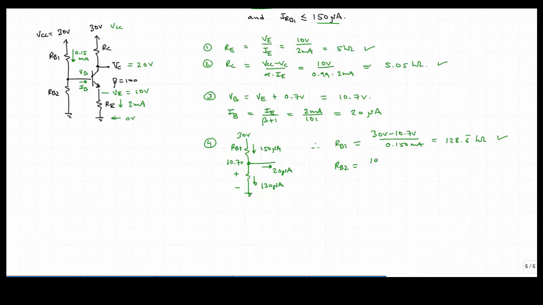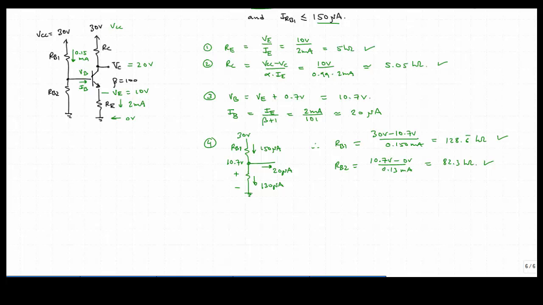Then we notice that the voltage across our RB2 is just 10.7. So we have 10.7 volts minus 0 volts, and here we have 130 microamps. So 10.7 divided by 0.13 is 82.3. And we are now finished with our design.